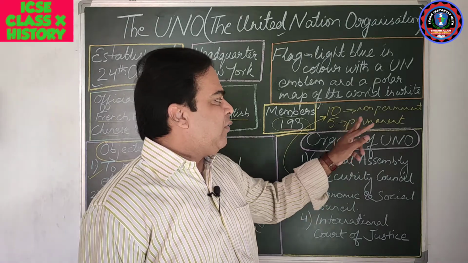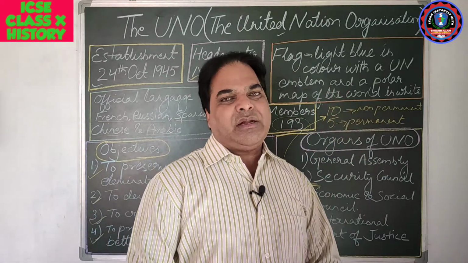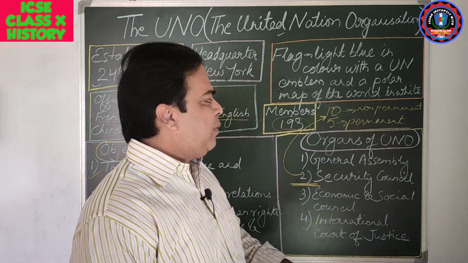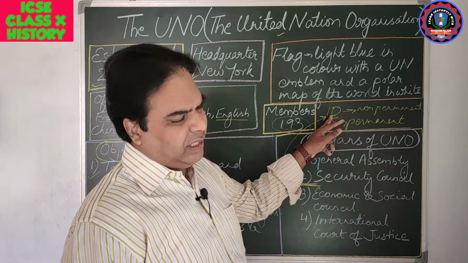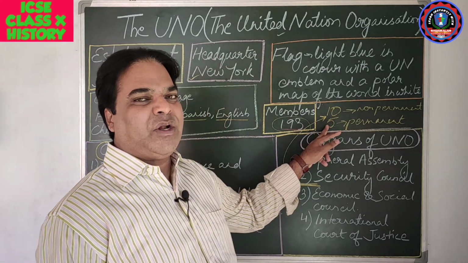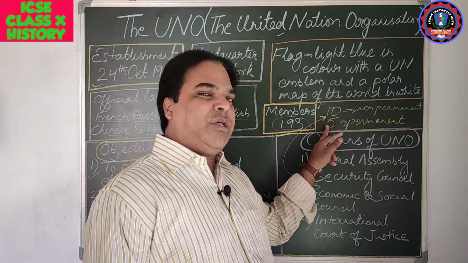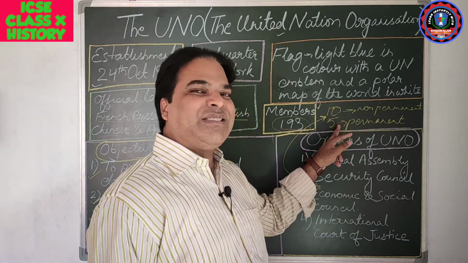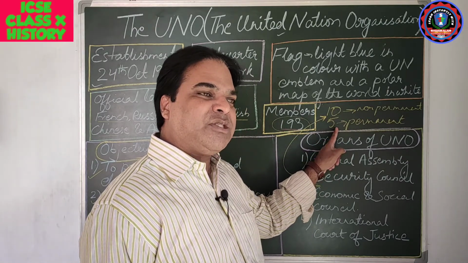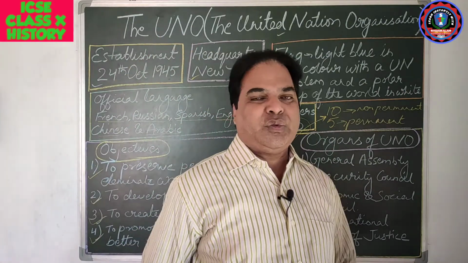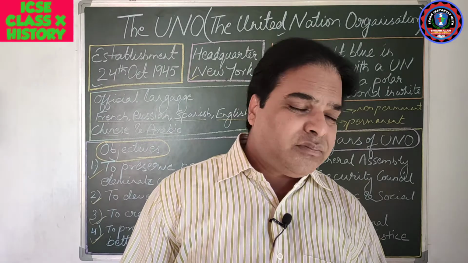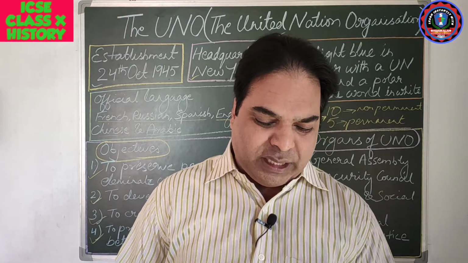So I mean to say that if all the 15 members agree, then only the decision will be taken. Now you may ask what is the use of the 10 non-permanent members. They also have an important role to play, but the most important role is played by the 5 permanent members, who enjoy veto power. As I told you, if 14 say yes and only 1 says no, meaning one of these 5 permanent members says no, then the entire resolution will become no. That is the veto power enjoyed by the permanent members of the Security Council.